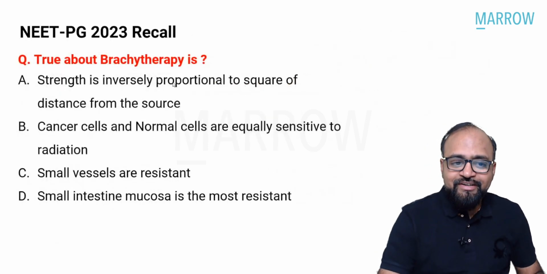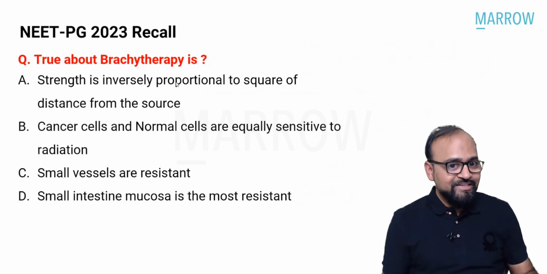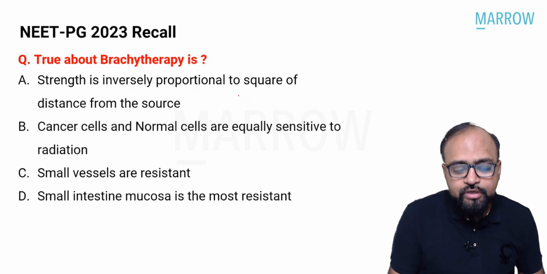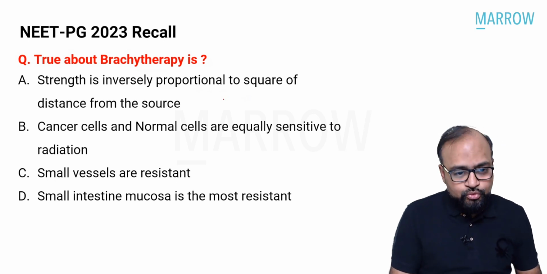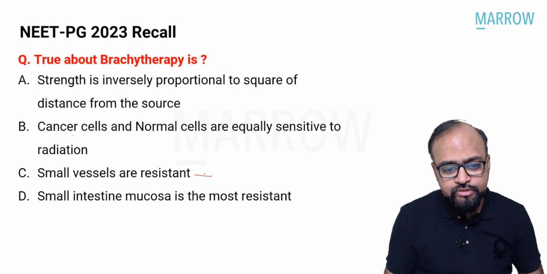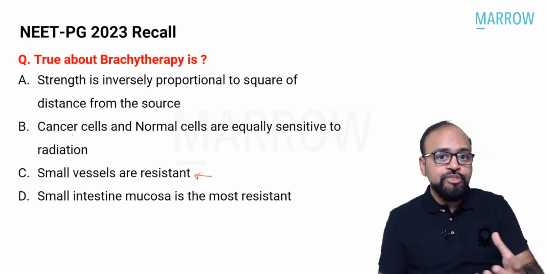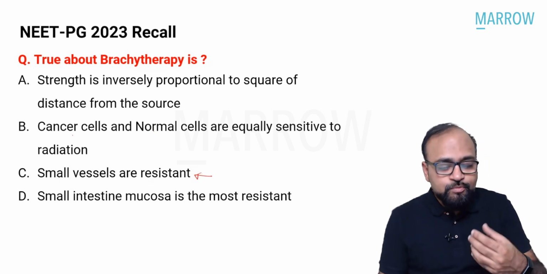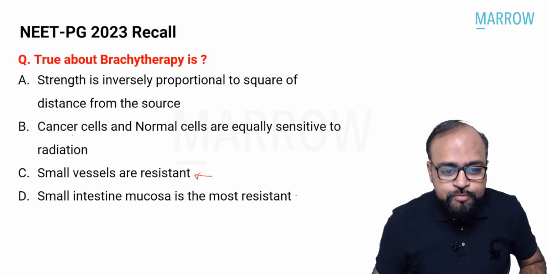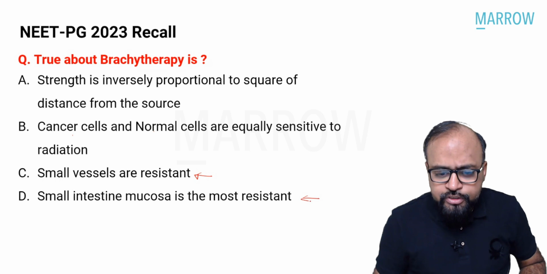All right. Now look at this. True about brachytherapy is the strength is inversely proportional to the square of the distance from source. Cancer cells and normal cells are equally sensitive to radiation. You have to identify the true statement. Small vessels are resistant. This is something that needs to be looked into because we are not aware of which vessel is more sensitive, which vessel is more resistant. We are going to study that now. Small intestinal mucosa is more resistant.